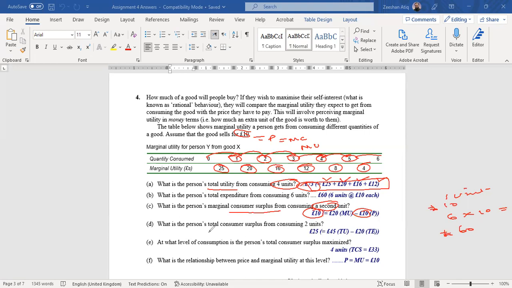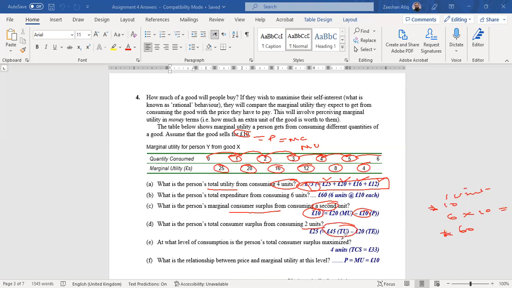Now, the D part is, what is the person's total consumer surplus from consuming 2 units? Here we were talking about the second unit, and here we are talking about 2 units. So for this calculation of the consumer surplus, we will have to add up the utility from the first and the second. For example, from the first unit your utility is 25 pounds, and from the second unit it's 20 pounds. For the 2 units altogether, the total utility that you are getting is 45 pounds.